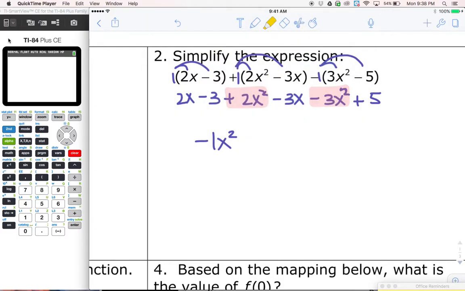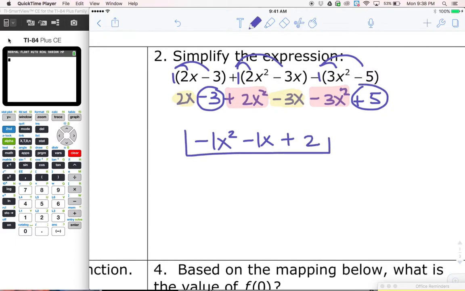Next, I've got positive 2x and a negative 3x. Again, 2 minus 3, still a negative 1, but this time we just have x's. And finally, our constants, negative 3 plus 5, is just going to be a positive 2. Stop here. You cannot go further because none of these are like terms. You did all you could, you're done.